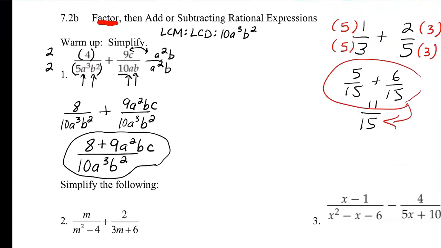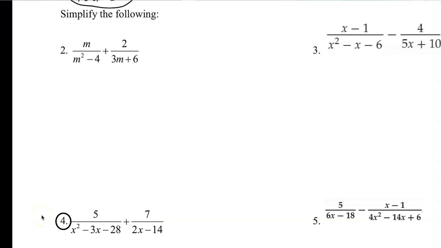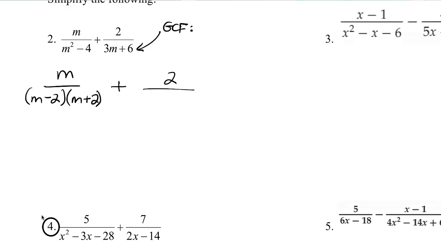Now these we're going to have to factor first. As you can see, that's our main point of today's lesson, is making sure you factor before you add or subtract. So let's factor the denominators for both of these. So m squared minus 4 is a difference of two squares. That would be m minus 2 and m plus 2. Let me give myself a little more space here. And on this denominator, we have a greatest common factor. The greatest common factor between 3m and 6 is a 3. So we could factor a 3 out, and we have m plus 2.